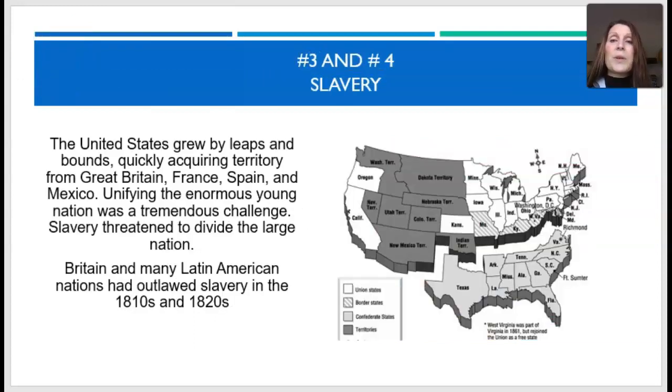This covers question 3 and 4, slavery. The United States grew by leaps and bounds, quickly acquiring territory from Great Britain, France, Spain, and Mexico. Unifying the enormous young nation was a tremendous challenge. Slavery threatened to divide the large nation. Britain and many Latin American nations had outlawed slavery in the 1810s and 1820s.